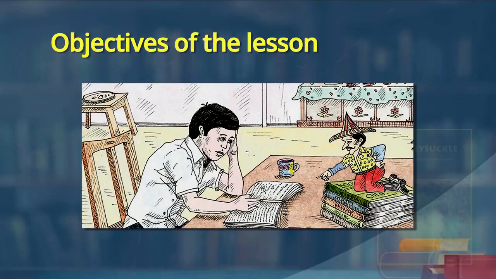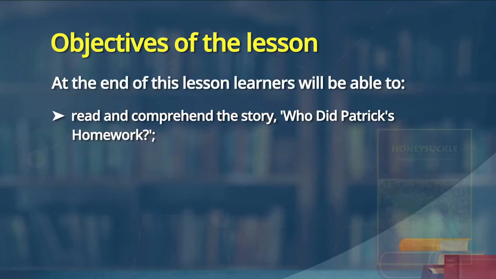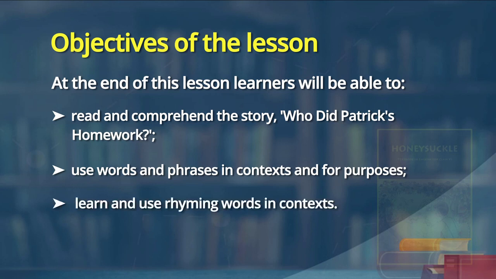Learners, this is the second part of Class 6, first lesson, Who Did Patrick's Homework? We continue to understand the text. We also discuss and learn some of the new things in this part 2 of the first lesson. To state the objectives, at the end of this part 2 of this lesson, we will be able to read and comprehend the story, Who Did Patrick's Homework? We also will learn to use the words and phrases in context and for purposes, some of the new words we have learnt in this lesson. Also, we learn and use rhyming words in context.